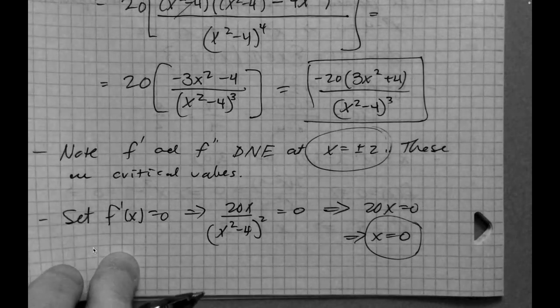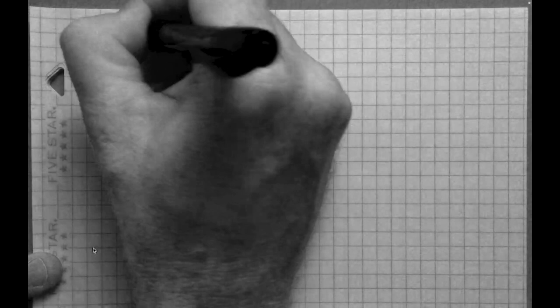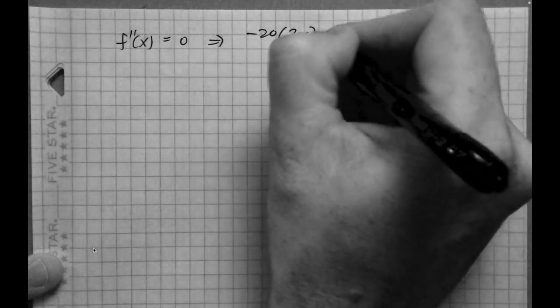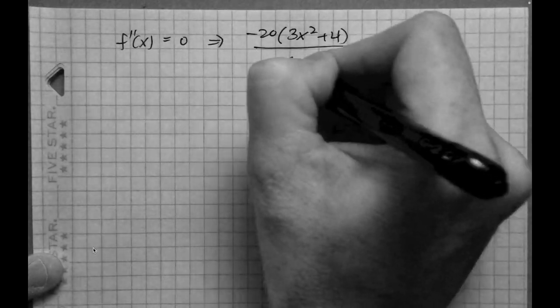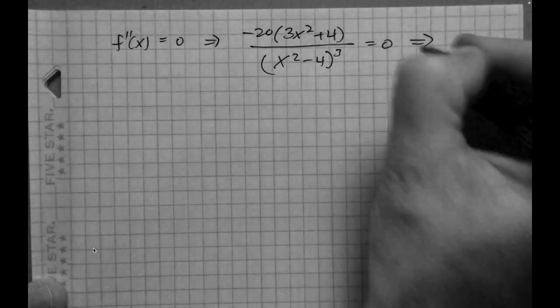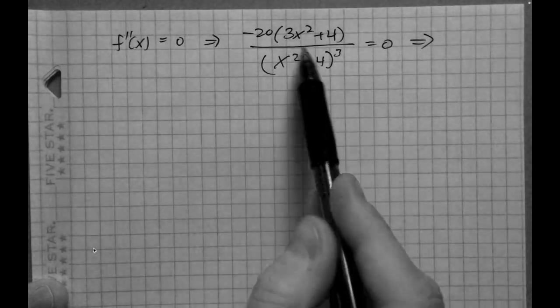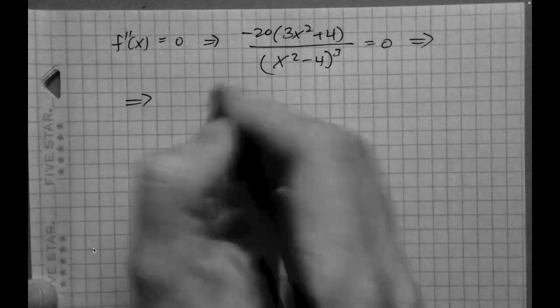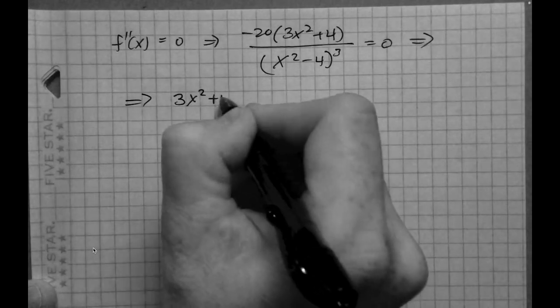Let's take a look, while we're on the subject of critical values, at where the critical values are for the second derivative. So f double prime of x equals 0. That's going to imply that negative 20 times 3x squared plus 4 over x squared minus 4 cubed equals 0. And so we can multiply both sides by x squared minus 4 quantity cubed divided by negative 20. And so then you get to the heart of it really quickly. 3x squared plus 4 equals 0.